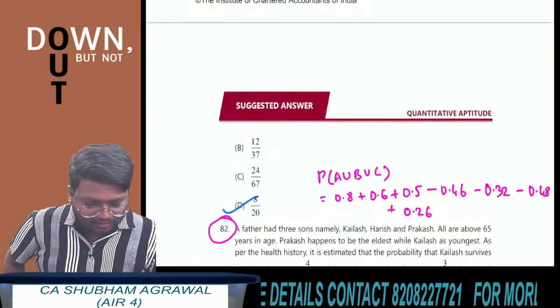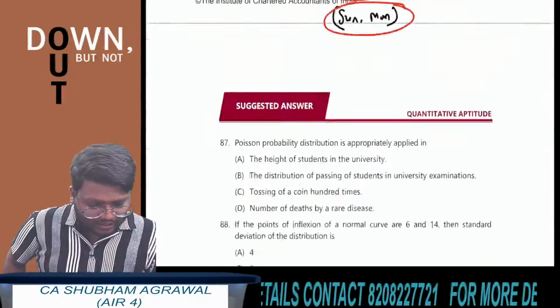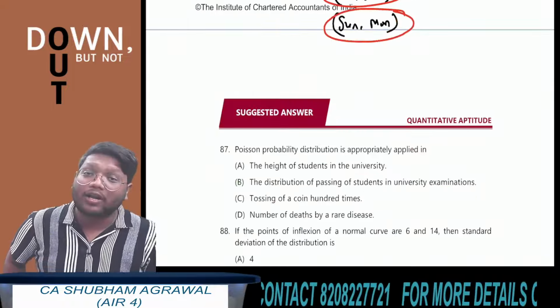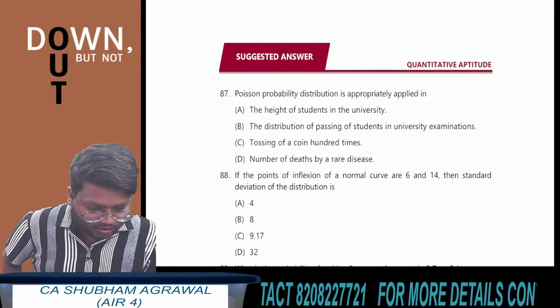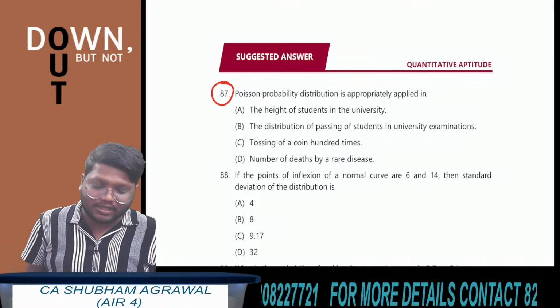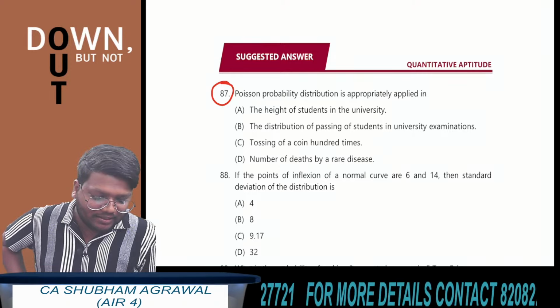I am now taking some of the questions of correlation and regression. Okay, or first I am taking questions of theoretical distribution. First I am taking questions of theoretical distribution. This question number 87 is based on theoretical distribution chapter. Quickly read this question number 87.